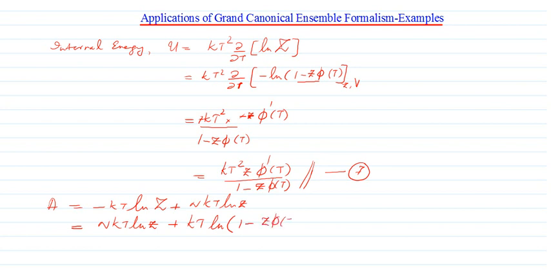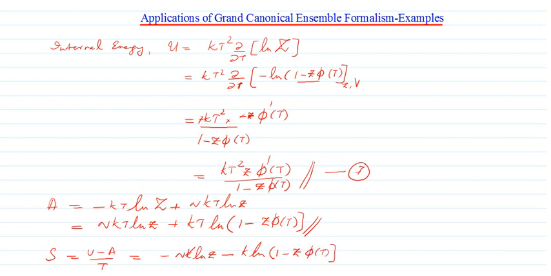So if phi of t is known to us, you can just substitute. Similarly, you will be getting the entropy S equal to, by the same token that we did in the case of the classical ideal gas, U minus A by T. You can finally prove that it is equal to some lengthy expression: nk log Z, nk log fugacity, minus k log... You need not memorize any of this equation. If needed, you can just substitute, remember the recipe and get phi of t.